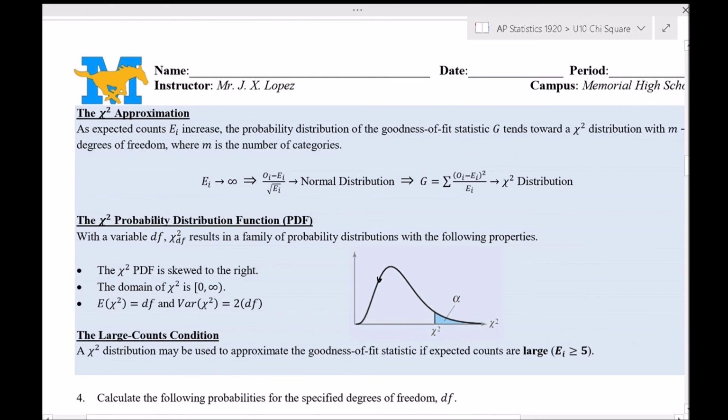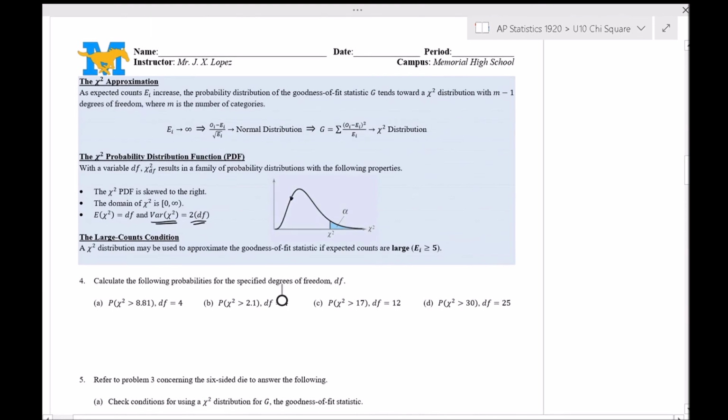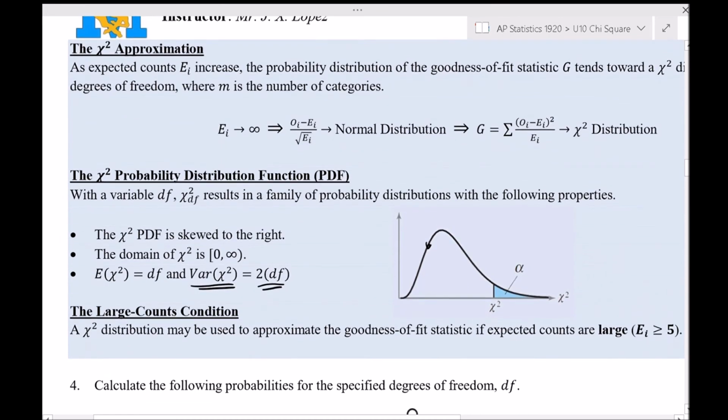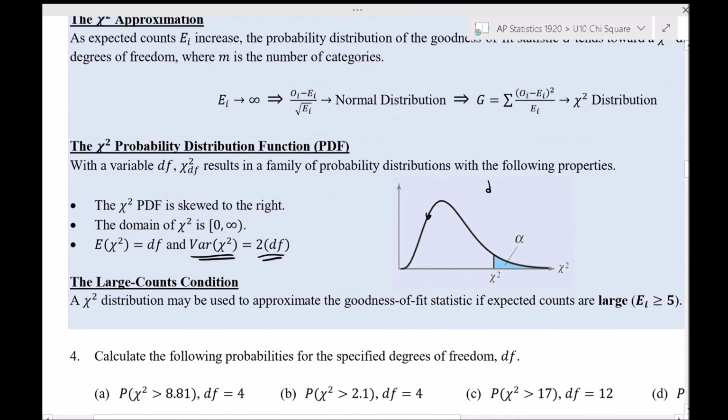And then here we have two facts, which we rarely ever use. The expected value for a chi-square would be the degrees of freedom. There's a way to calculate degrees of freedom. The variance for a chi-square is equal to 2 times the degrees of freedom, which is an interesting fact. And what's degrees of freedom? I don't think I gave that here. So for degrees of freedom, df is equal to the number of categories minus 1. That's important. Degrees of freedom would be the number of categories minus 1.